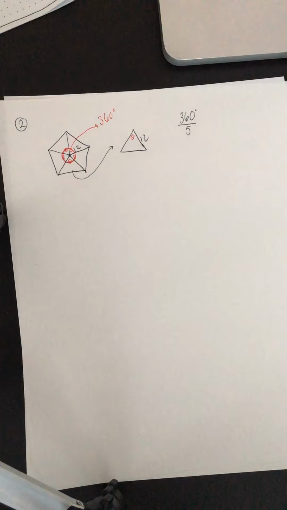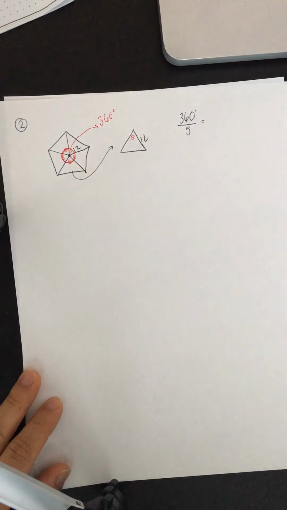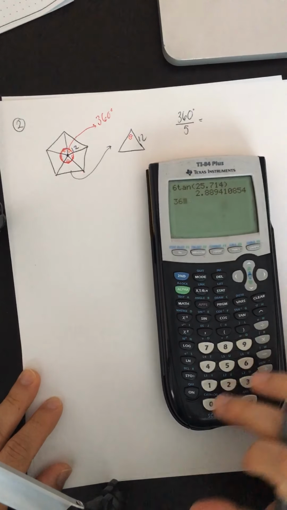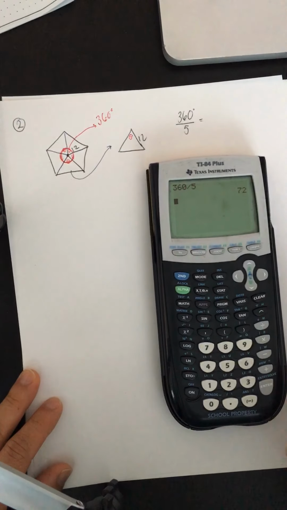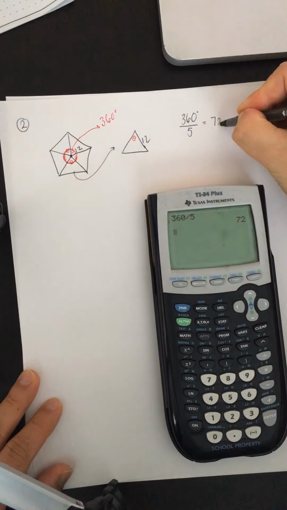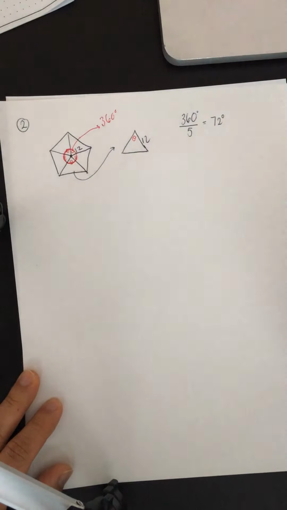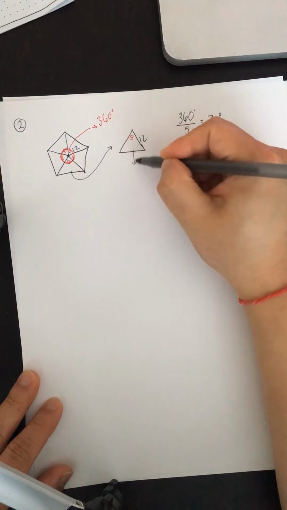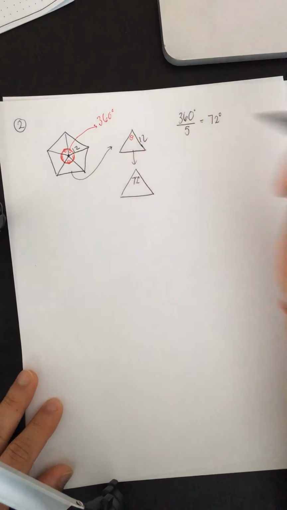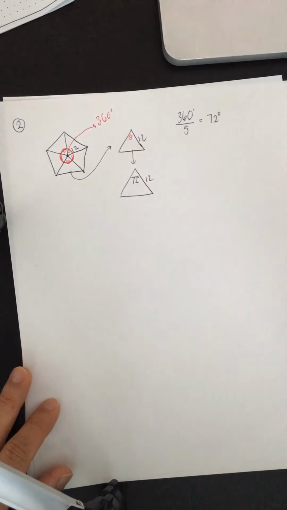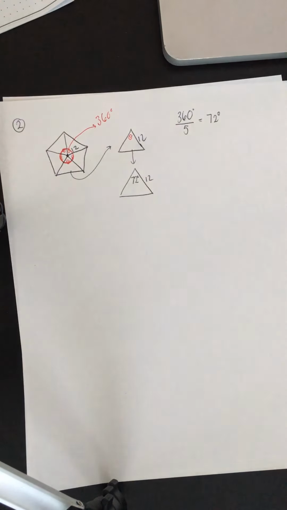Now, I believe in Mr. Byer's video, he does it a little differently, and I'll show you what he does differently. Let's take a calculator and figure out what 360 divided by 5 is. 360 divided by 5 is 72. So this triangle here has an angle of 72 degrees, and this is still 12. That's what we need to establish, that the angle there is 72 degrees.